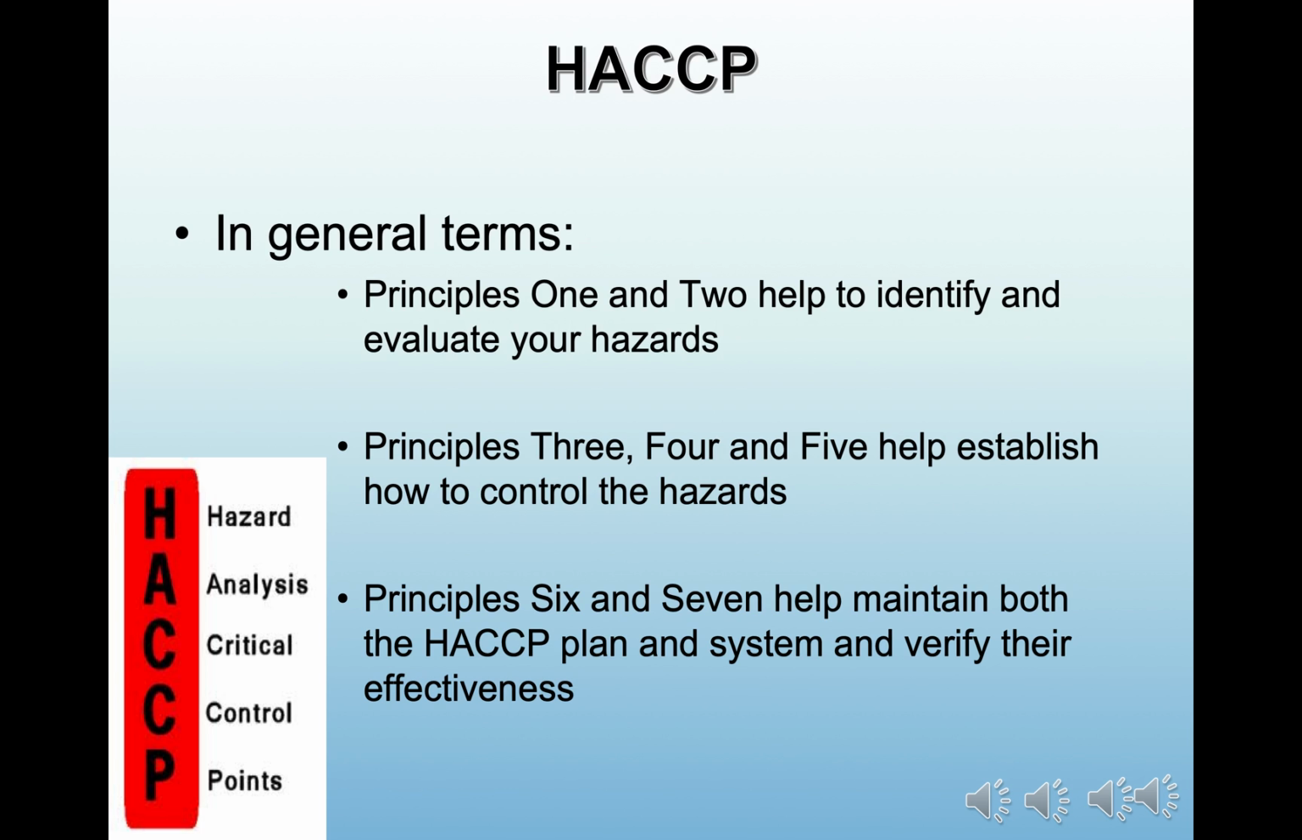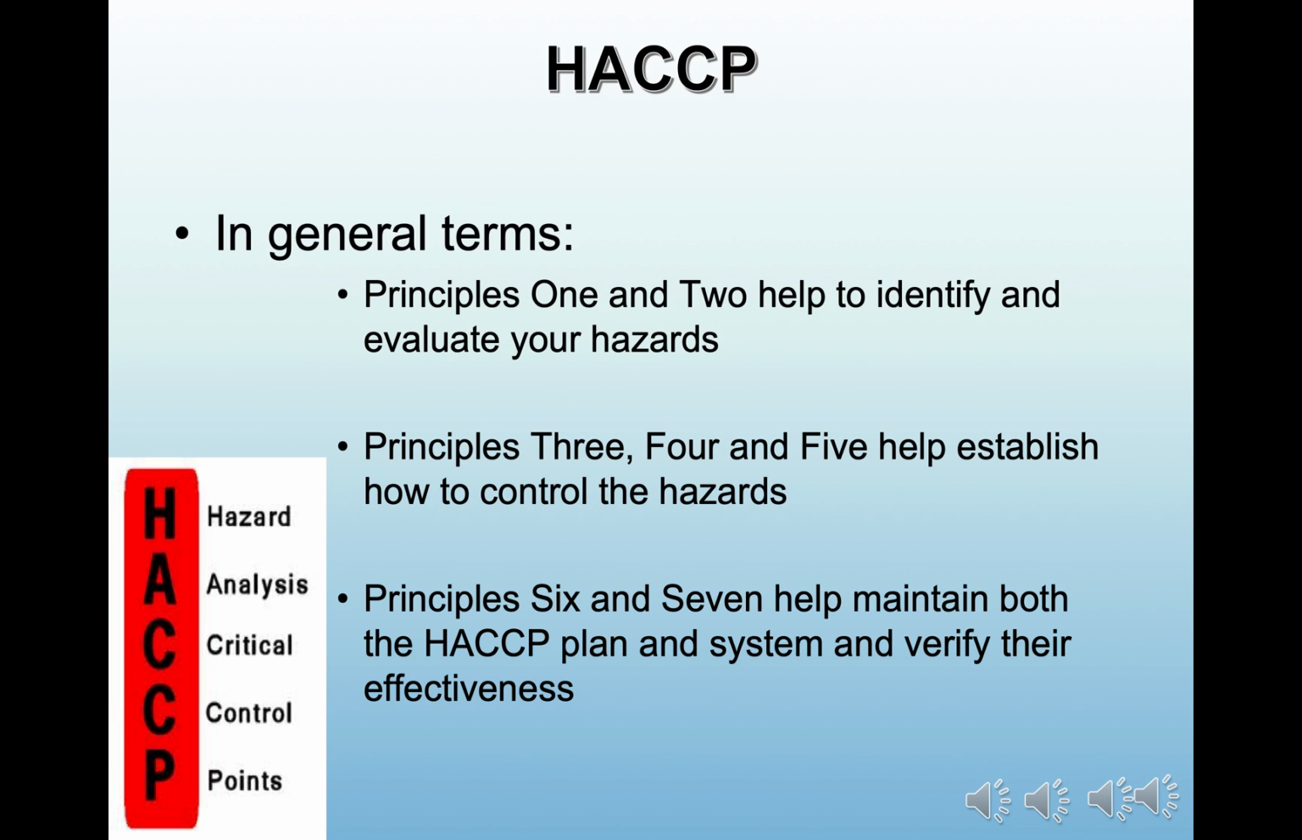Principle 3 deals with the critical limits, which are defined in the food code. So we would need to cook the chicken to an internal temperature of 165 degrees Fahrenheit for 15 seconds. Principle 4 asks us to establish monitoring procedures. So, we can use a properly calibrated thermometer to ensure that we reach the appropriate internal temperature.